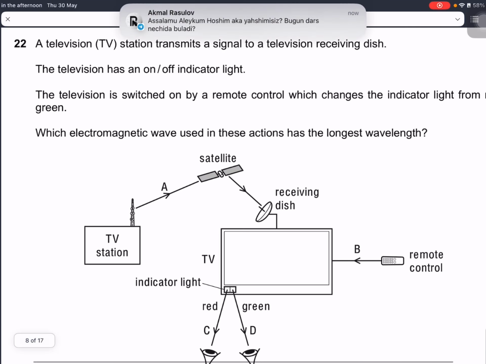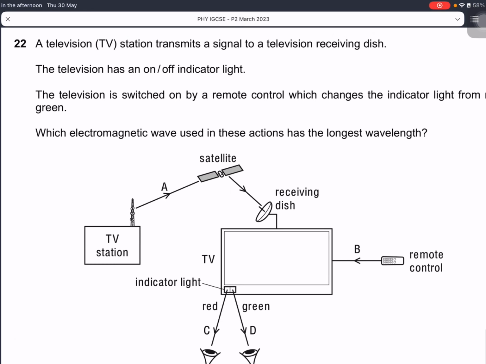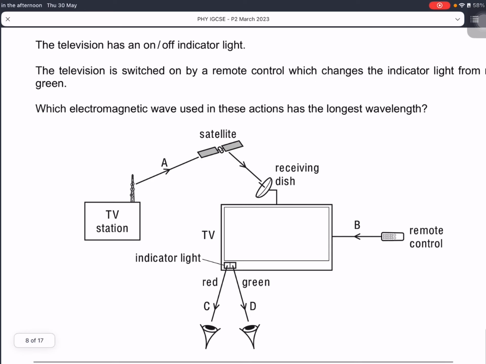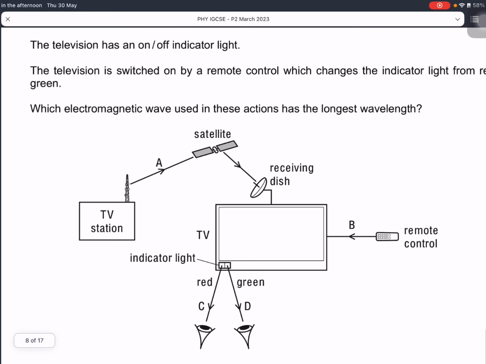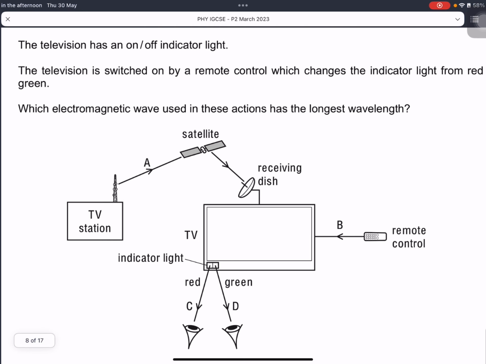22. A television station transmits a signal to a television receiving dish antenna. A television has an on and off indicator light. A television is switched on by a remote control which changes the indicator light from red to green. Which electromagnetic wave used in these actions has the longest wavelength? Simply, let's say A, B, C, and D.